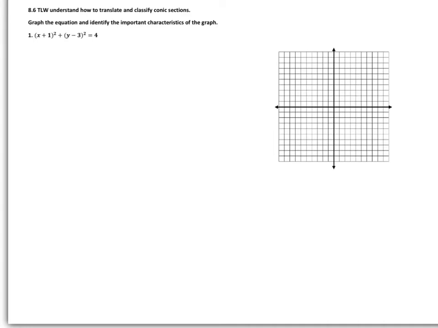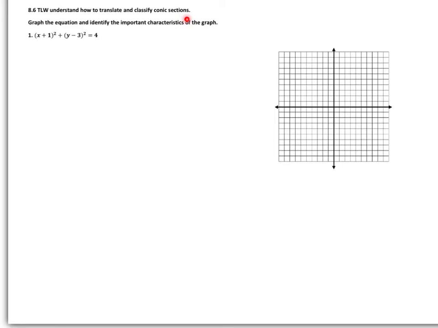Alright guys, today's goal: the learner will understand how to translate and classify conic sections. So we've gone over parabolas, circles, hyperbolas, ellipses, but they've always been centered at 0, 0.